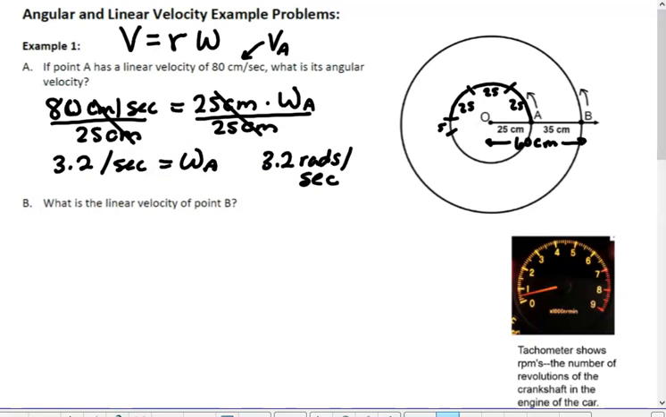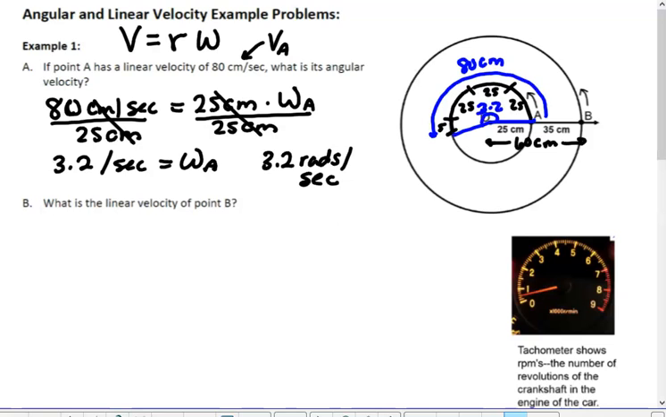So this is altogether, if we go all the way around from here to here, this is V, or this is a linear distance of 80 centimeters, but it is an angular distance of 3.2 radians.